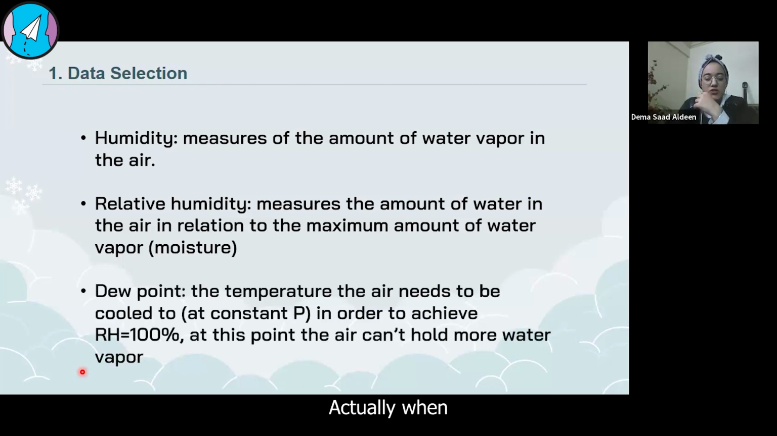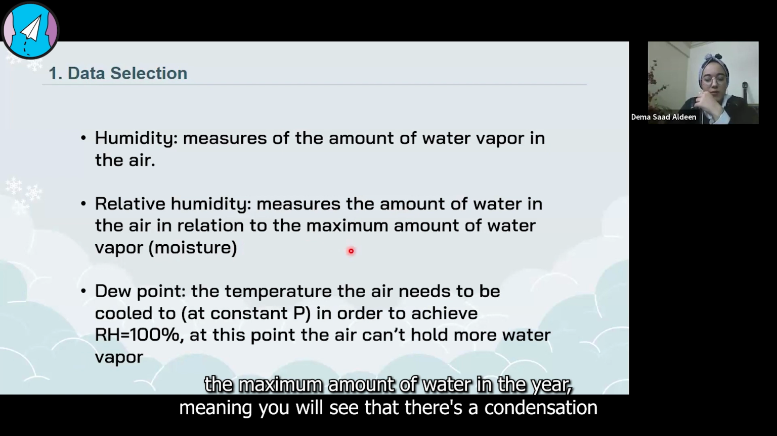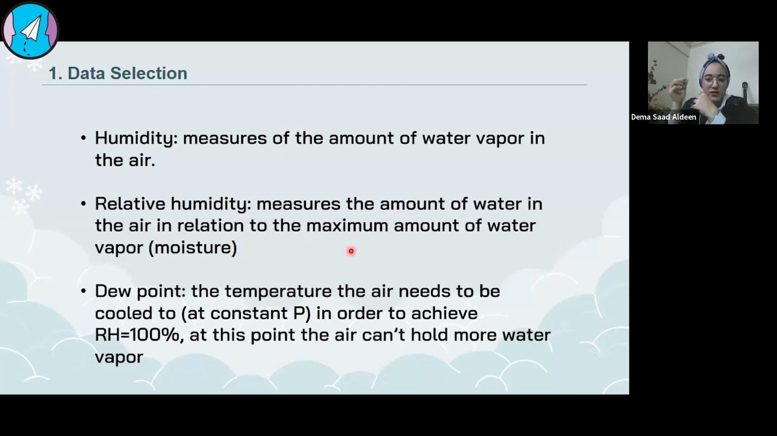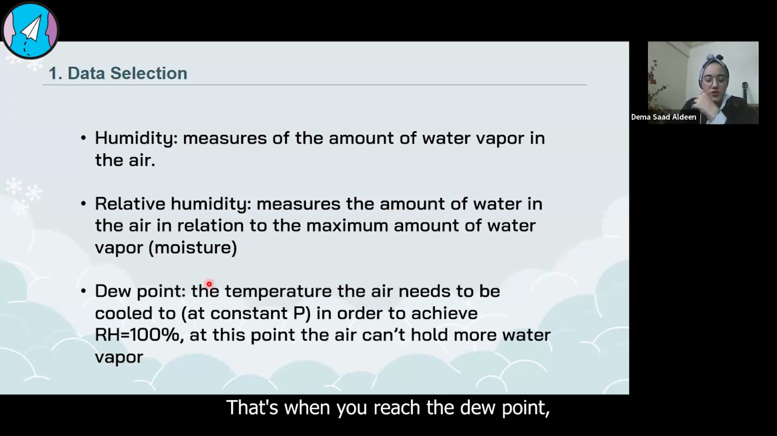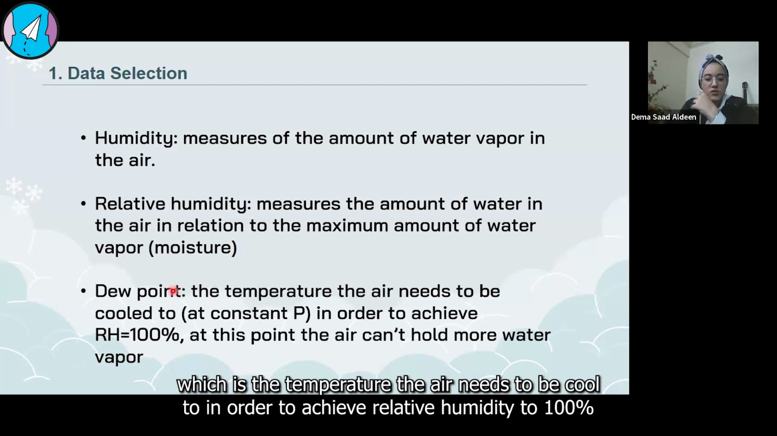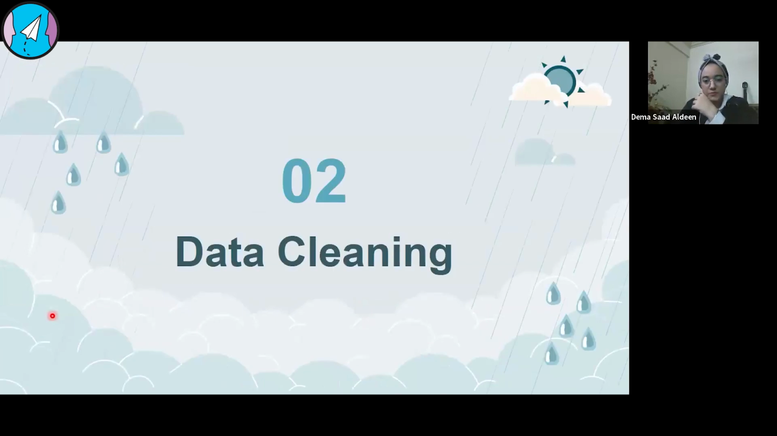Actually, when the relative humidity reaches 100%, meaning that the amount of water has reached the maximum amount of water in the air, you will see a condensation process happening. So you'll see dew on the leaves. That's when you reach the dew point, which is the temperature the air needs to be cooled to in order to achieve relative humidity of 100%. So moving on to data cleaning.